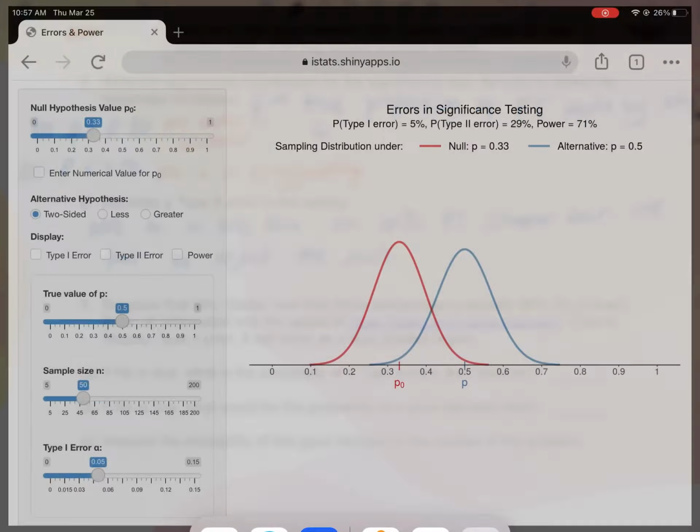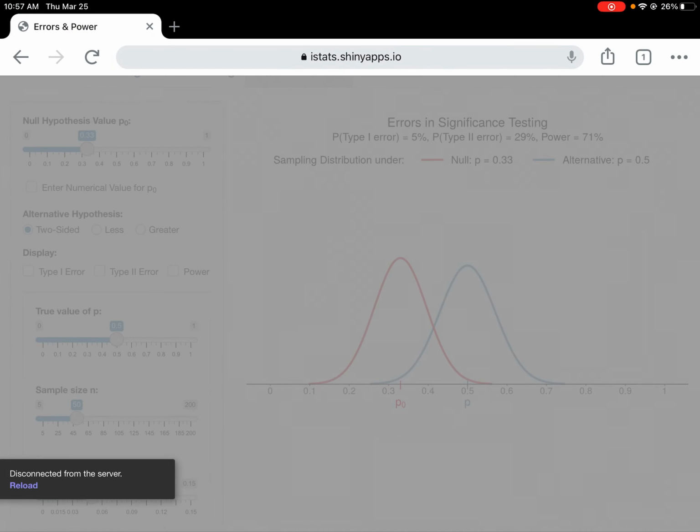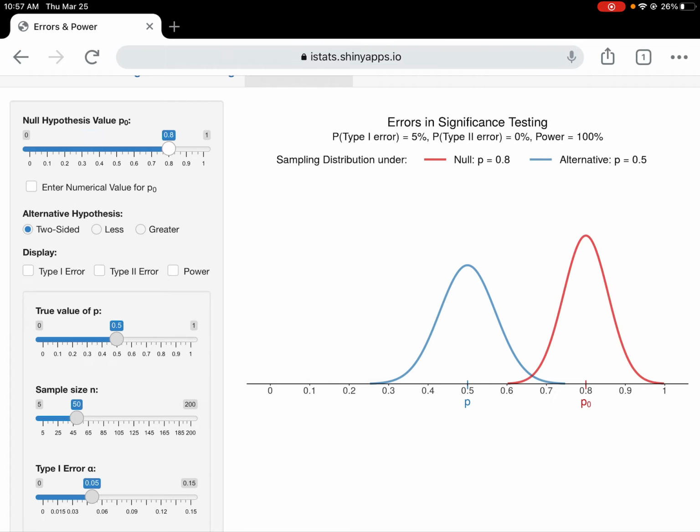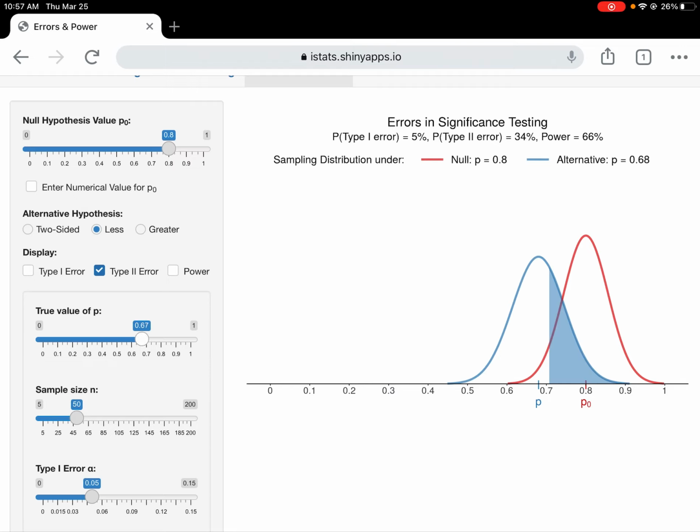So let's go to the website and hopefully it will load. So here's what I'm saying, every time I go out and then go back, I have to reload it. Okay, let's change our null hypothesis. It's not 0.33, it's 0.80. Let us change our alternative hypothesis to less than 80%. Check the box for type 2 error. The true value of P is not 0.5, it's 0.66.